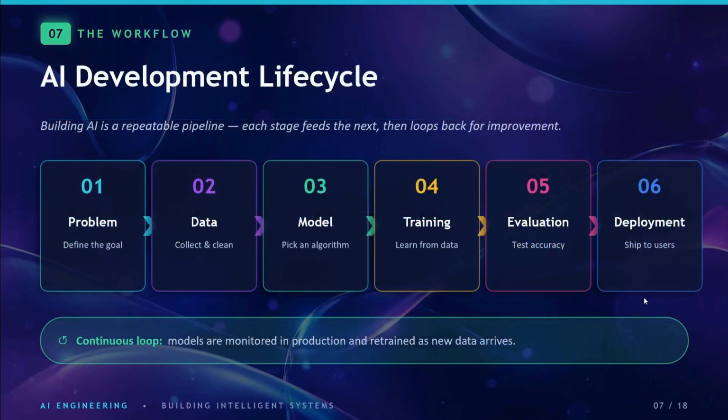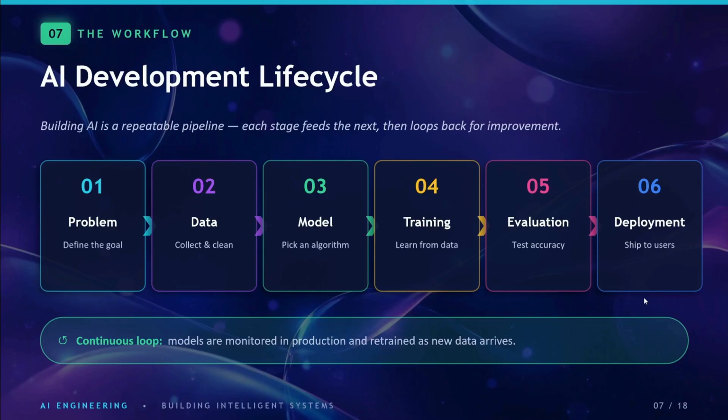Building an AI system is not a one-time task. It follows a repeatable pipeline, or what we call a life cycle, where each stage feeds into the next and the whole process loops back for continuous improvement. Let's walk through these six stages.